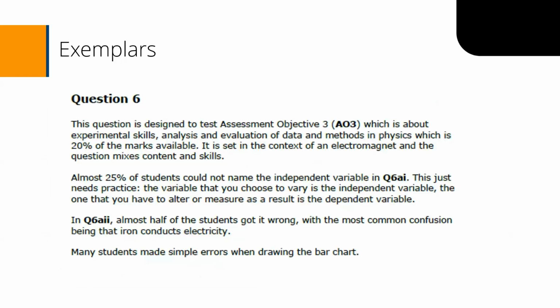Here is the fuller explanation in the exemplar itself. The question is designed to test assessment objective 3, which is about experimental skills, analysis and evaluation of data and methods in physics, which is 20% of the marks available. It's set in the context of an electromagnet, and the question mixes content and skills. Almost 25% of students could not name the independent variable in question 6A1. It just needs practice. The variable that you choose to vary is the independent variable. The one that you have to alter or measure as a result is the dependent variable.